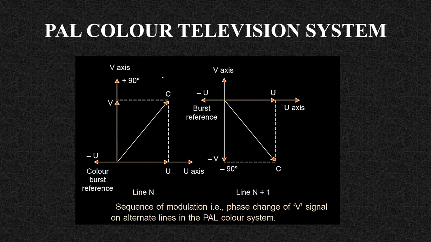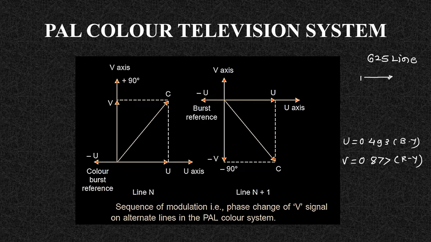So how are you going to represent the U signal? U is 0.493 (B minus Y), and V is equal to 0.877 (R minus Y). So now I am showing it in these terms: this will be U and this will be V. If you are transmitting, how many lines do you have in this system? 625 lines. And suppose your first line is transmitted like this.